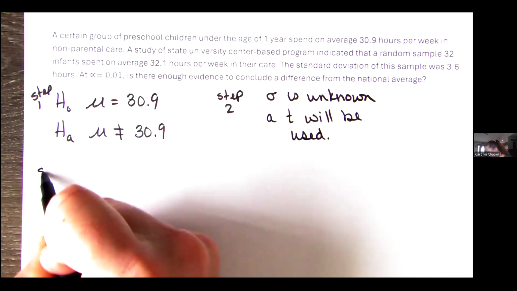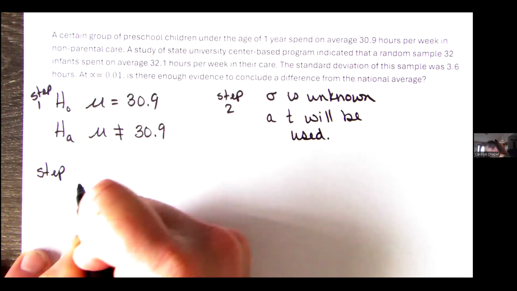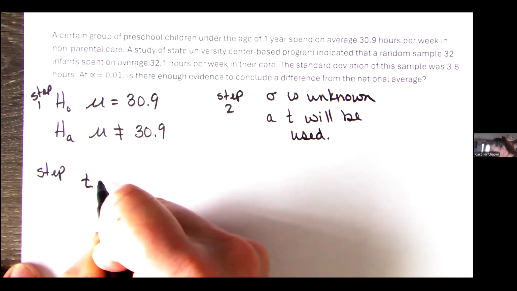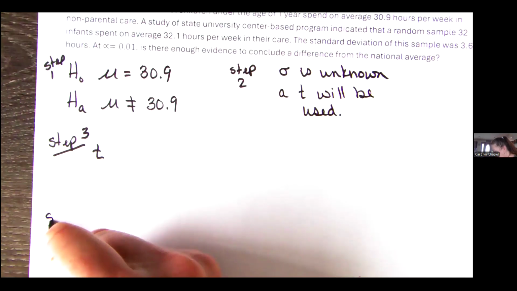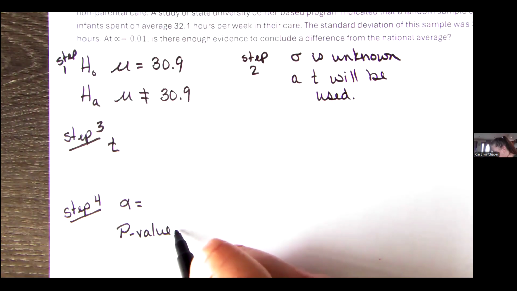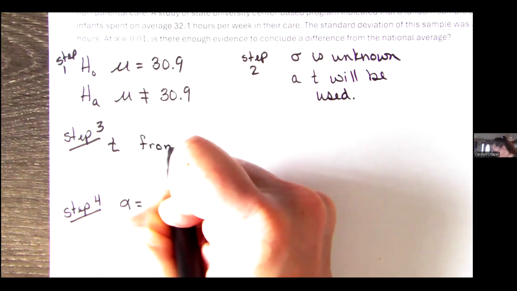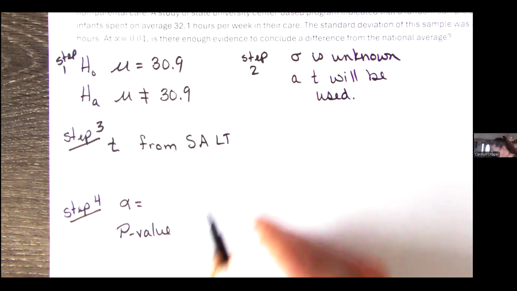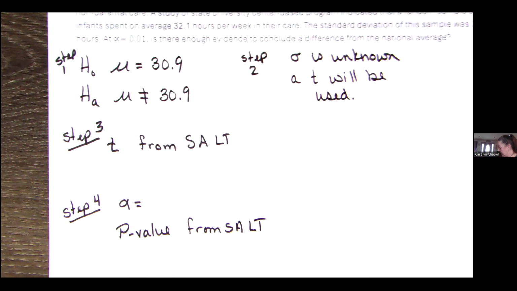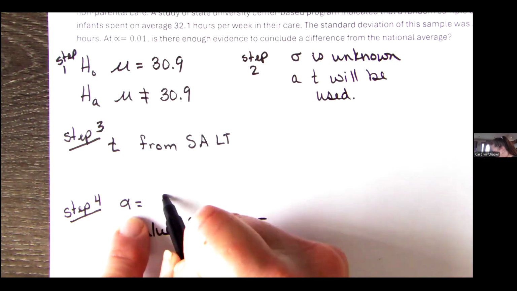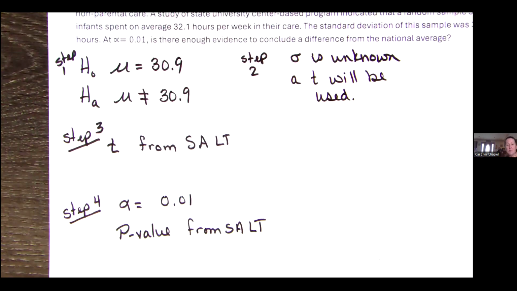All right, step 3 is to find that test statistic, which would be in this case a t-value. And again, I'm going to use SALT to find it. I'm also going to, at the same time, do step 4. Step 4 is to find my alpha value and my p-value. The p-value I will get from SALT, or whatever statistical package you are using. The alpha value was chosen for us in the problem to be 0.01.